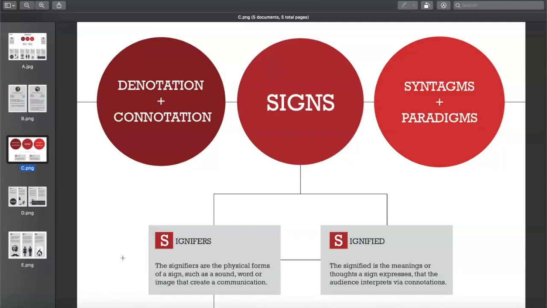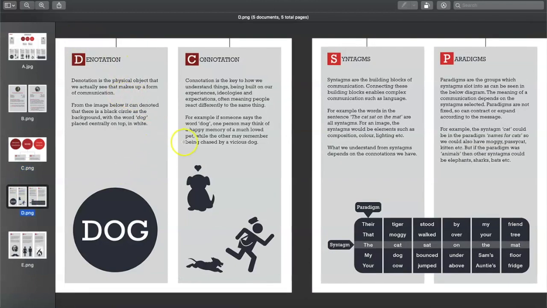Then the signified is the meanings or thoughts that the sign represents, that the audience has to interpret through connotation. We'll get to that in a second. And most of that happens through shared experience. Nobody sits you down as a child and says, listen, this sign means this, this symbol means this. It usually comes naturally over time, either from observing other people's behavior or from people explaining it to you piecemeal along the way. Okay, next. Now we have denotation and connotation. Let's talk about what that's all about.